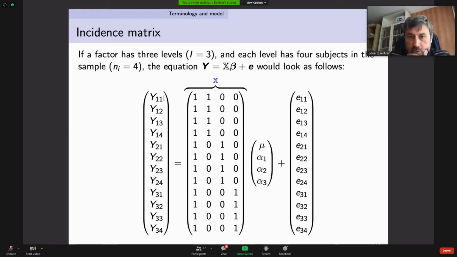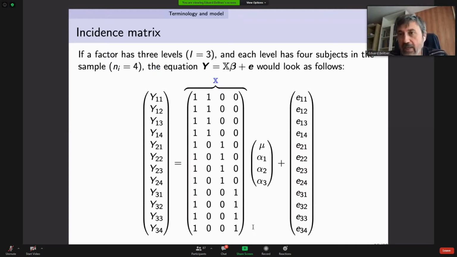And that goes for all observations of the first sample, of the first level. It's always going to be mu plus alpha 1. So we have the same thing here, and then 0, 0. Then of course it changes, it becomes mu plus alpha 2, and then 1 is here. This is responsible for alpha 2, all the others are zeros, and so on. And then the last one is here. Okay, this is how this matrix should look.